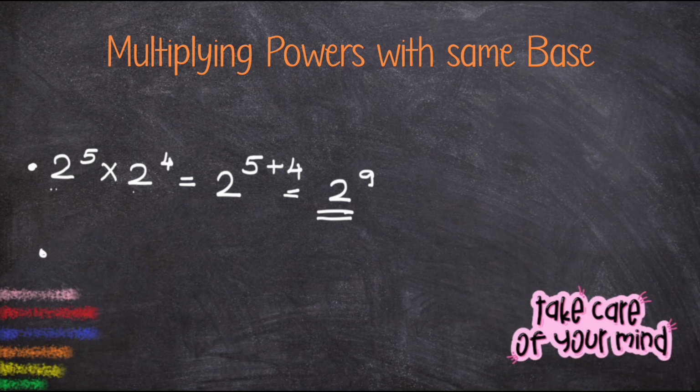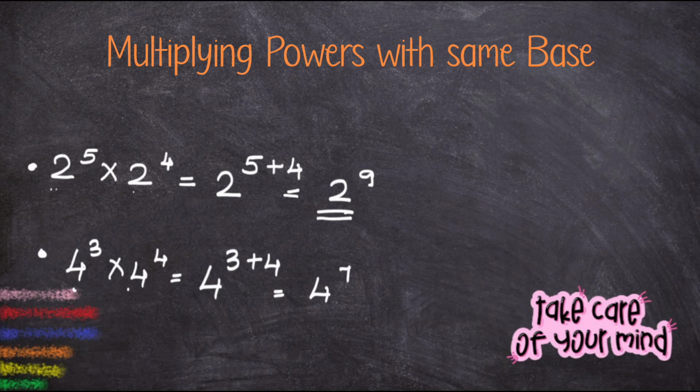I'll take one small question again. 4 raised to the power 3 into 4 raised to the power 4. So over here what you observe, bases are same and exponents are there and it is multiplication. So I am just going to add the exponents. 4 raised to the 3 plus 4. So 4 raised to the power, what it will become? 7.